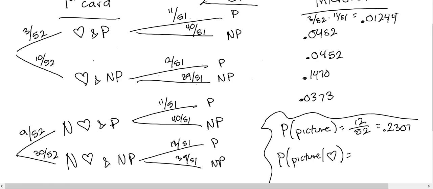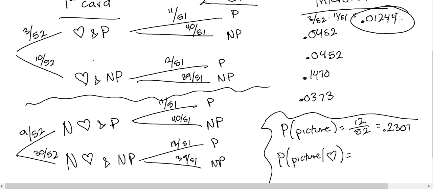Now let's find the probability of a picture card if you got a heart first. So to do that, let's go up and see which probabilities have a picture card if I got a heart first. Having a heart first means that I have to be in this top half. So let's see which ones have a picture card. So this one has a heart and a picture card. And this one has a heart and a picture card. So let's add those together. So 0.01244 plus 0.0452.